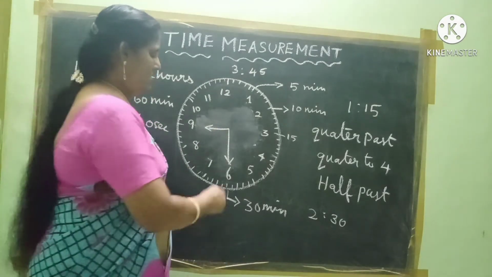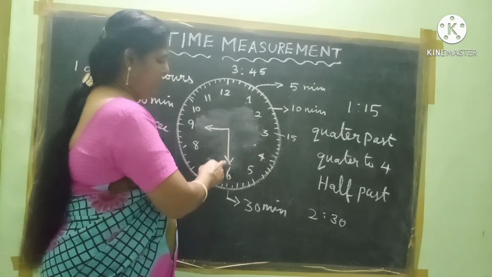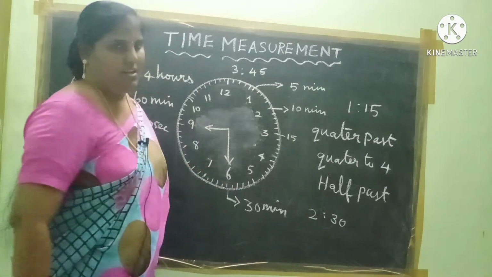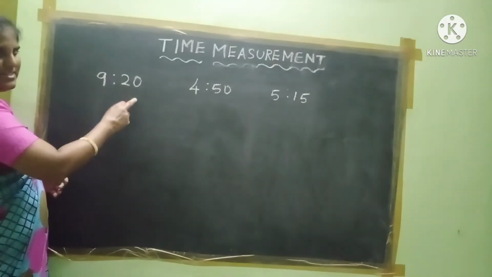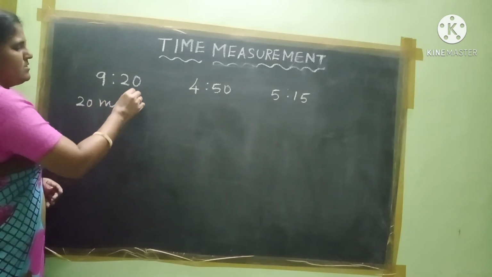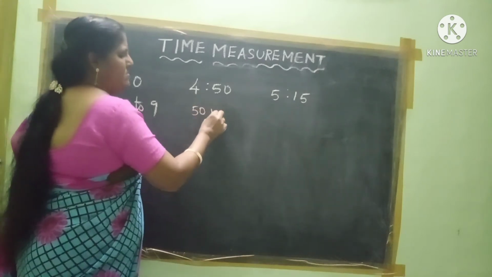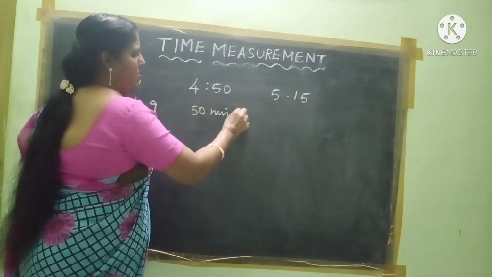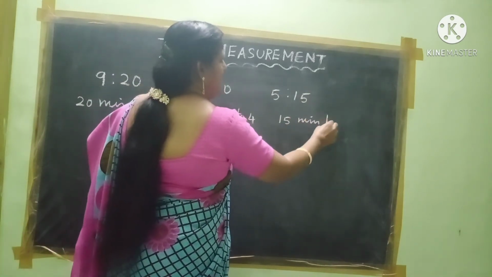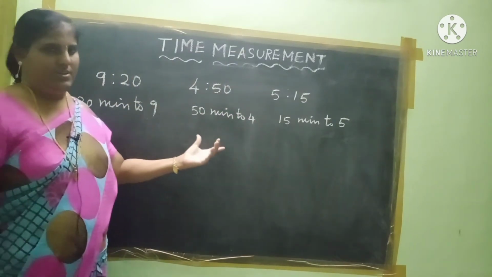Okay, children, let us see this. What was the time now? Yes, 2:30 because it shows the 6. So 9:30. What is the time now? 9:20. 9:20 minutes. So 20 minutes to 9. And here 50 minutes to 4. And here 15 minutes to 5. Isn't it? So simply we will say like that only.